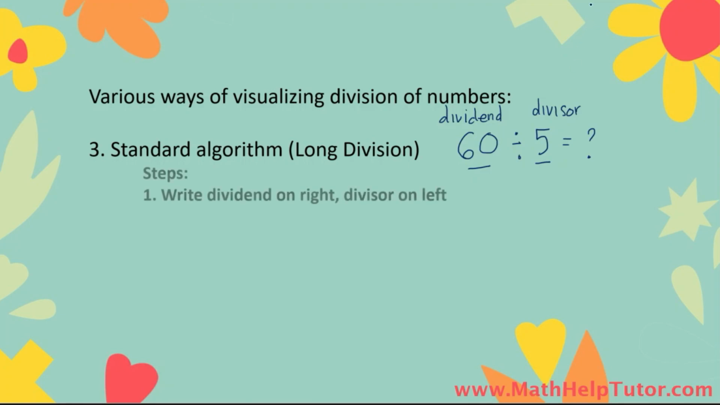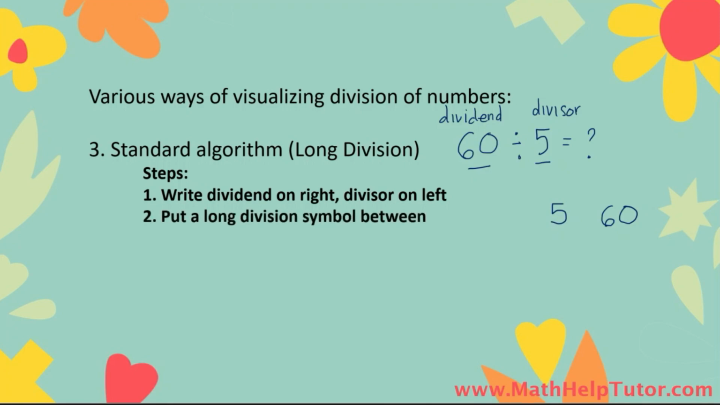First, we write the dividend on the right and the divisor on the left. So in our case, the dividend is 60 and the divisor is 5. Next, we put a long division symbol between our dividend and our divisor. So this is what a long division symbol looks like.